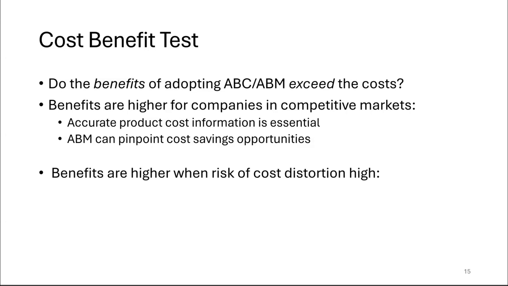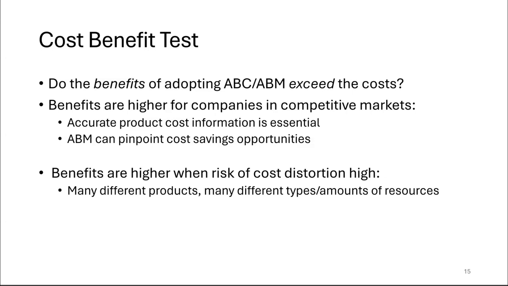Benefits are higher when the risk of cost distortion is high. When you have many different products, many different types and amounts of resources, you have high indirect costs, and you have high and low volume products.